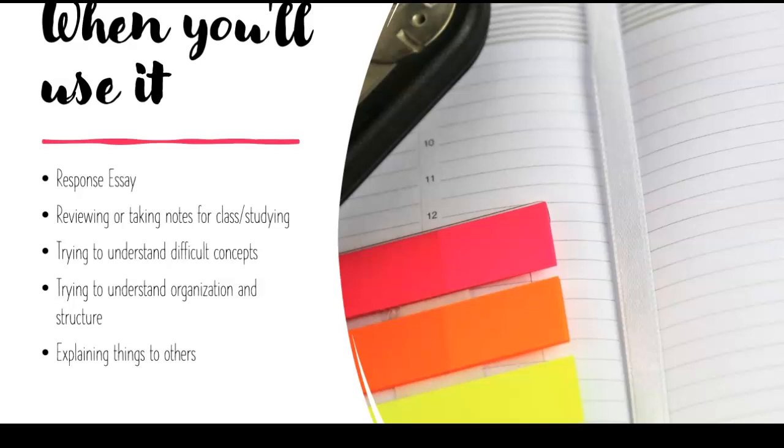What is also interesting and helpful is trying to understand difficult concepts and trying to understand the organization and structure of something. So when you're looking at a video or a book or a movie or whatever, just by trying to do a summary, you understand how the main idea is laid out in the book or in the movie. You understand how the argument or the main idea is supported by facts. So understanding the organization of something is going to help you become a better reader and help you understand things a little bit better. And it's going to help you explain things to others.